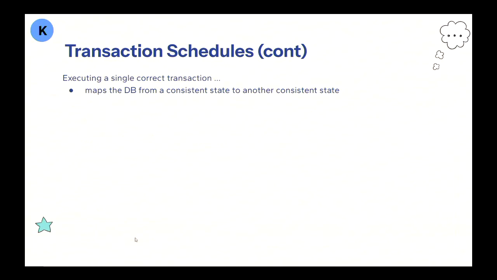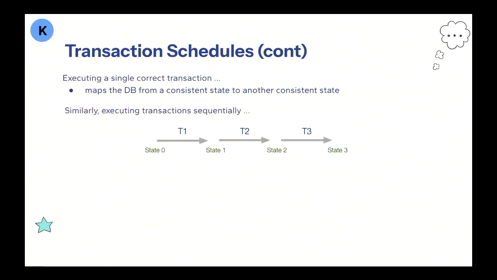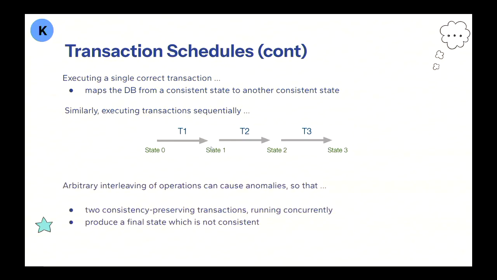So the overall effect of executing a single correct transaction is to map the DB from one consistent state to another consistent state. Similarly, if we just execute sequences of transactions, we are mapping consistent states in a sequence. And the sequential execution of transactions, assuming all the transactions are correct, will not give us anomalies. It will always give us consistent states. But if there are interleavings among the individual operations of transactions, there could be inconsistencies.